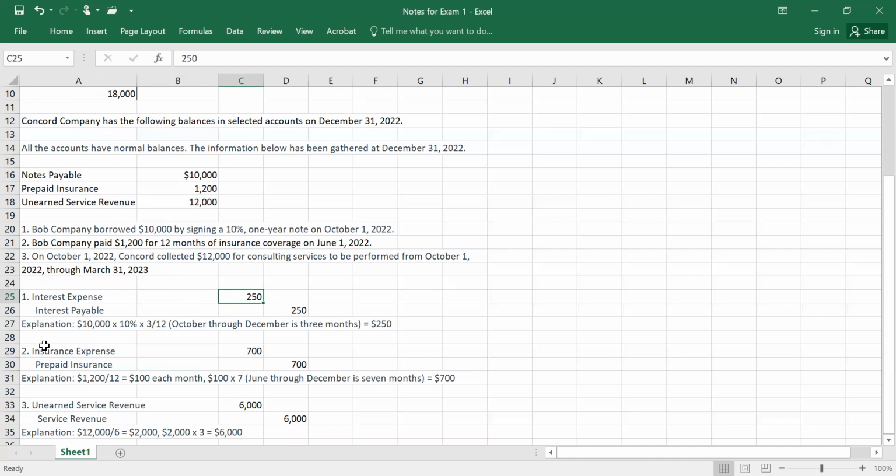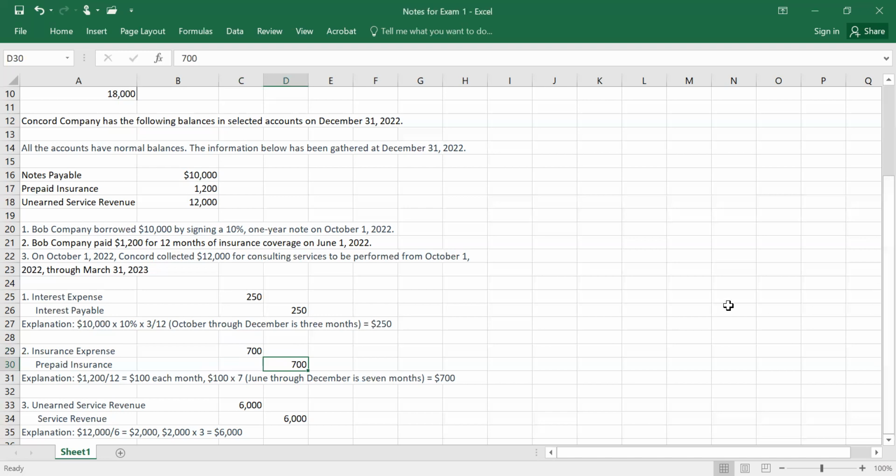Next one, Bob paid $1,200 for 12 months insurance on June 1st, 2022. Again, we want the adjusting entries, and now it's the end of December. How would we adjust this? We would debit insurance expense. We would credit prepaid insurance for $700. The way we figured that out, first we had to figure out our monthly insurance. So $1,200, divide that by 12 months would be $100 each month. We've used 7 months, right? June through December is 7 months. 100 times 7 is the $700 that we debited and credited.